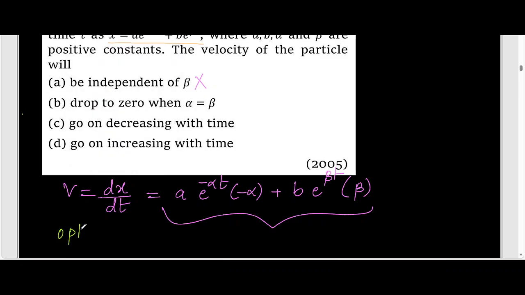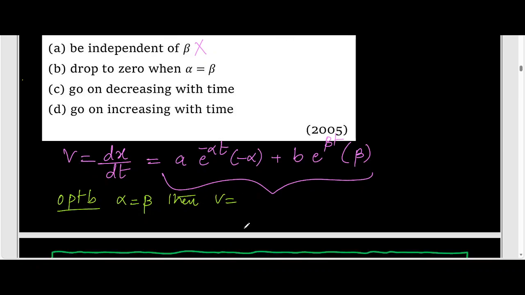Let us verify option B. Option B says alpha equal to beta, then velocity will be 0. Let's check whether this is true or false. So wherever we have alpha, replace it with beta. So velocity is A into e power minus beta t into minus beta, plus b into e power beta t into beta. Now is this 0? Plus beta minus beta, fine, e power minus beta t a and b. This is not 0, right? So option B is also wrong.